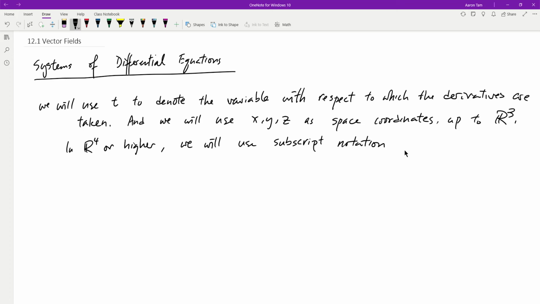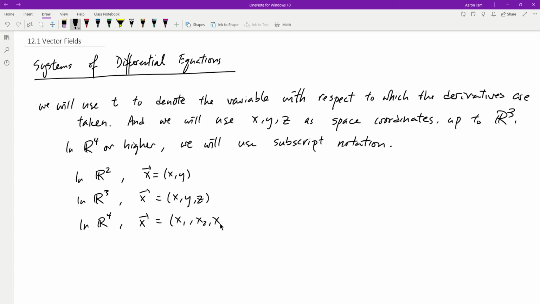So what does that mean? Well, meaning basically the following. In R2, our vector x would be (x, y). In R3, our vector x would be (x, y, z). And then in R4, our vector x would become (x1, x2, x3, x4). And then this continues in Rn. We'll say that vector x would equal (x1, x2, up to xn).